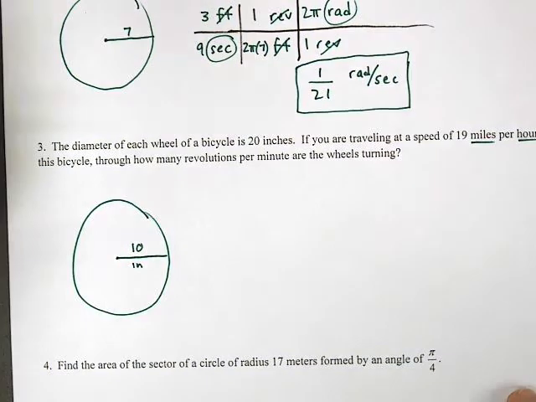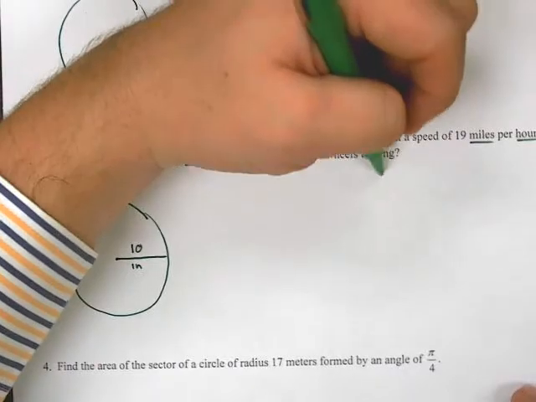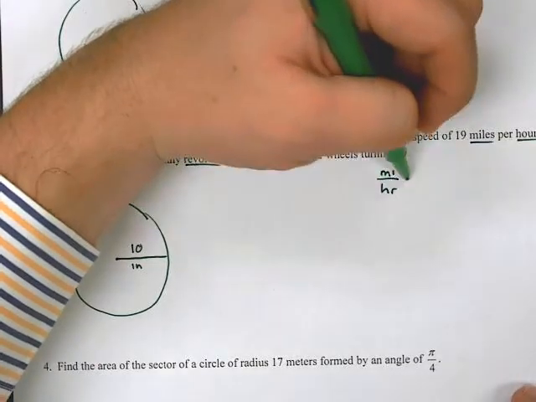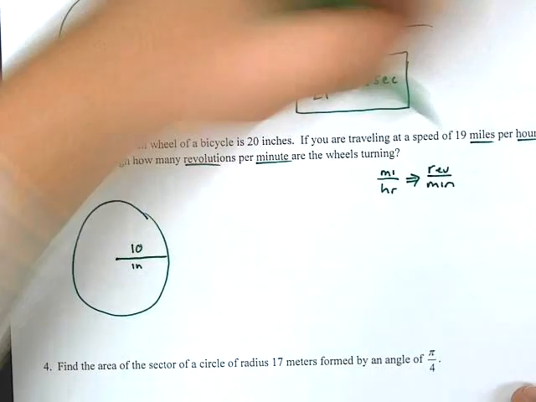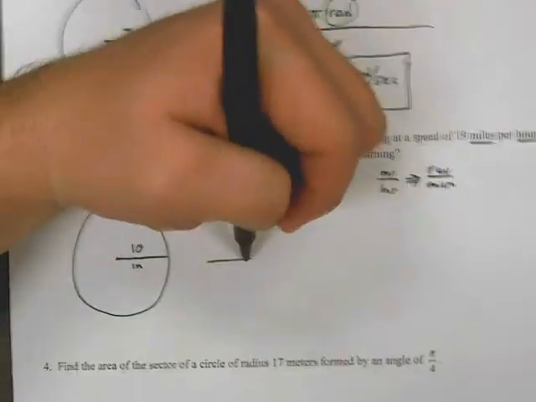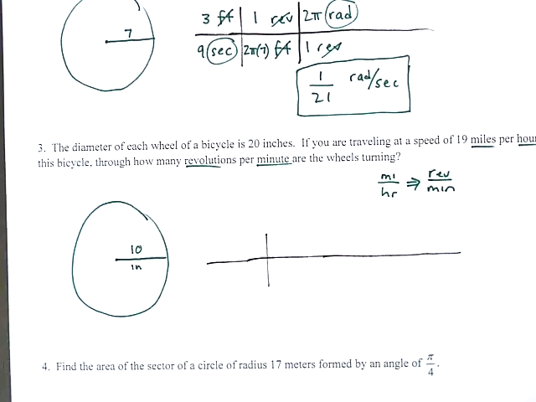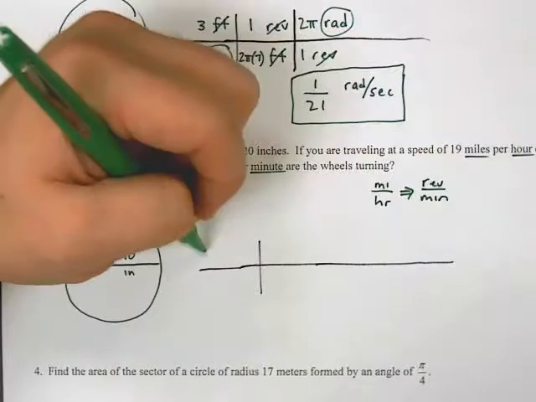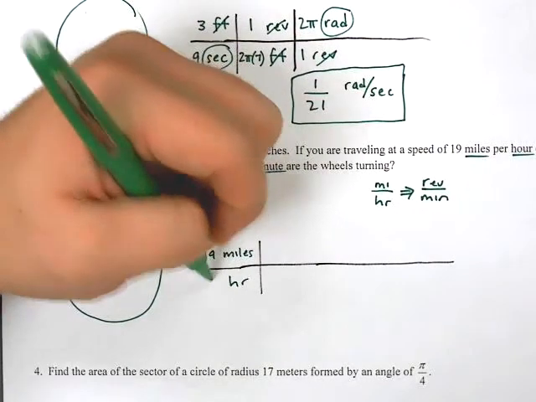All right, and we want to know how many revs per minute. Okay, so miles per hour into revs per min. We know what to do. This is just a big unit conversion. All right, so I'm going to make my bar, start here, and I'm going to write what I'm given. I'm given 19 miles per hour. If you want to put 1, that's fine.